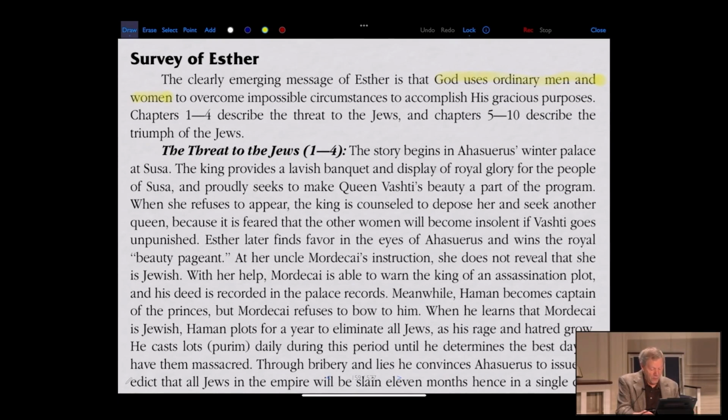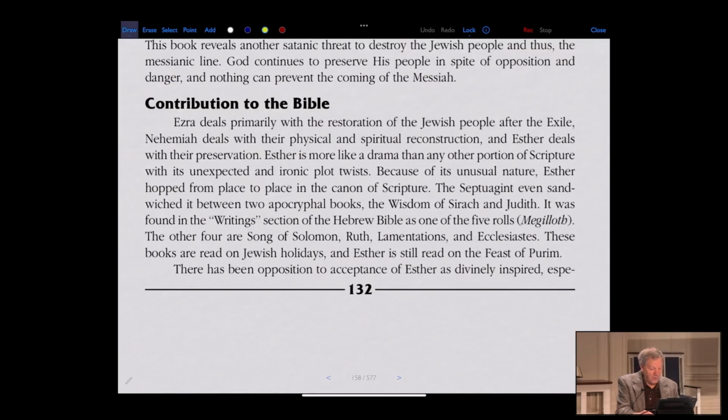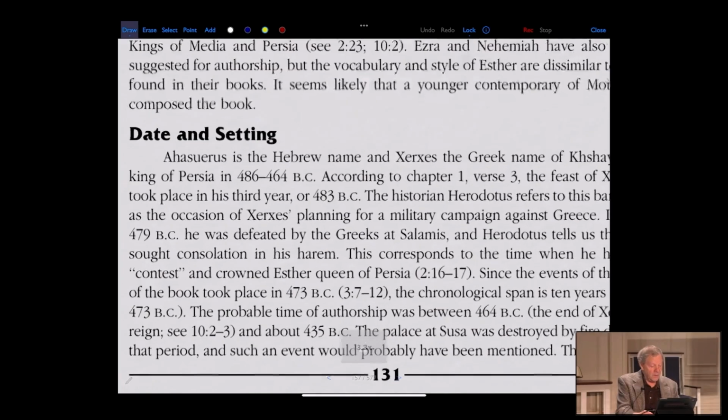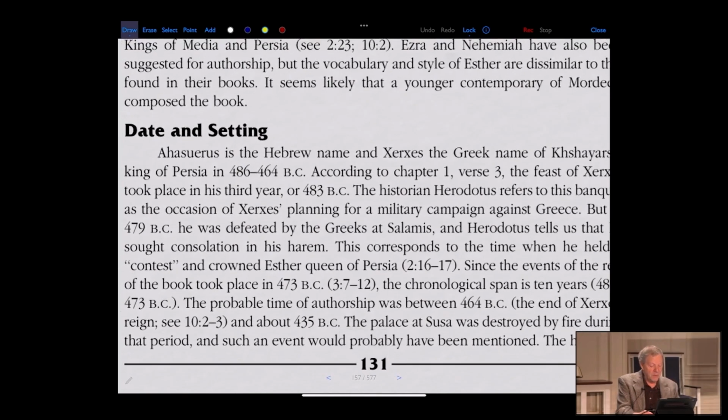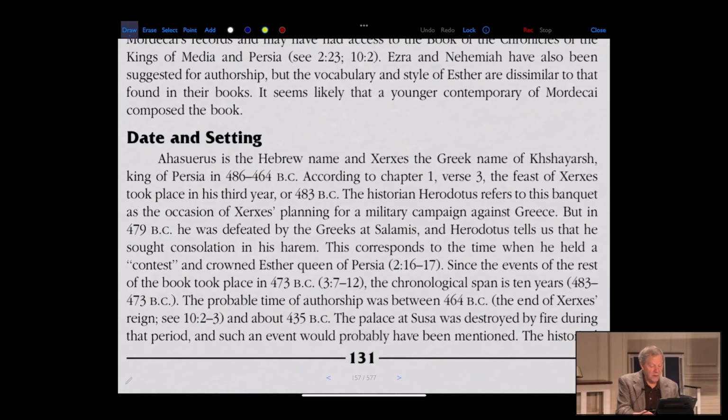Now, I should say a word about Ahasuerus, and we mentioned him a little bit earlier. Ahasuerus is the Hebrew name, and Xerxes is the Greek name, of the king of Persia, 486 to 464. That was his actual name. And so according to chapter 1, verse 3, the feast of Xerxes took place in his third year. We know that was in 483 BC.